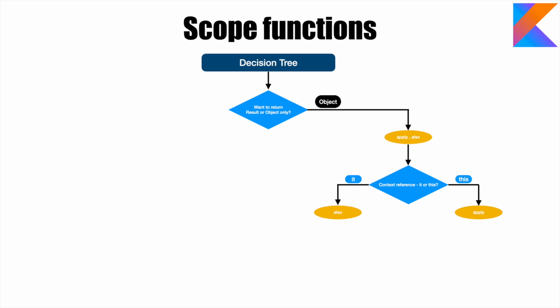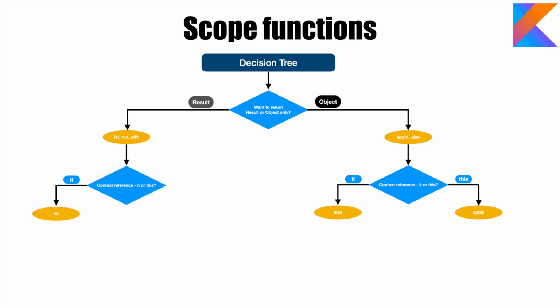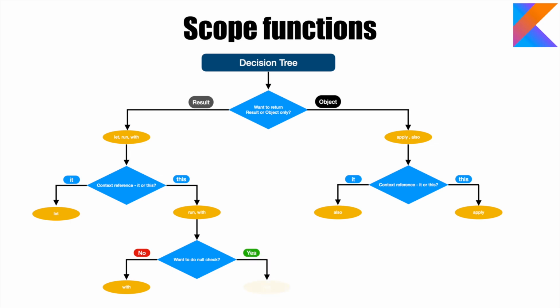The other part of the decision tree is you don't want to return an object. You rather want to have a free control over returning whatever that you want. That is returning a result. In that case, go with let, run, and with. Here is another decision. Do you want to use it or this? If at all you want to use it, you have to use let. But if you want to use this, then you have to use either run or with. That is, you want to return a result and you want to use a this. And once again, the next question is, is doing a null check very important for you? If it is not so important, then you can use with. But if it is important, then you have to use run. I hope this decision tree will help you to use the scope functions in a very easy manner.